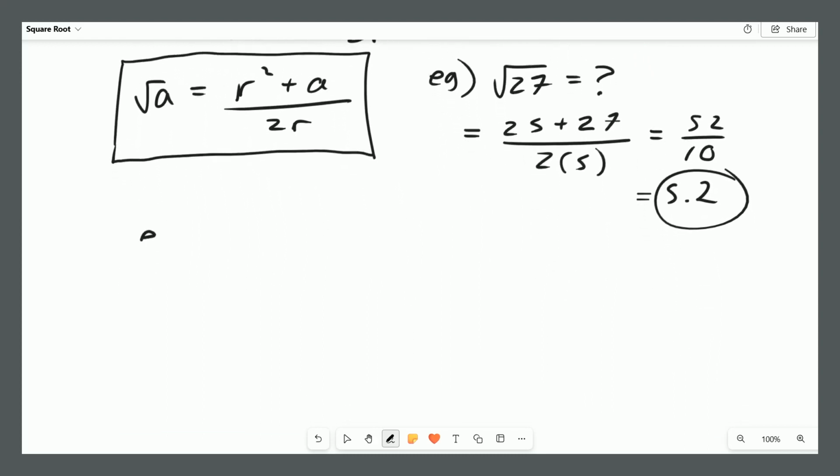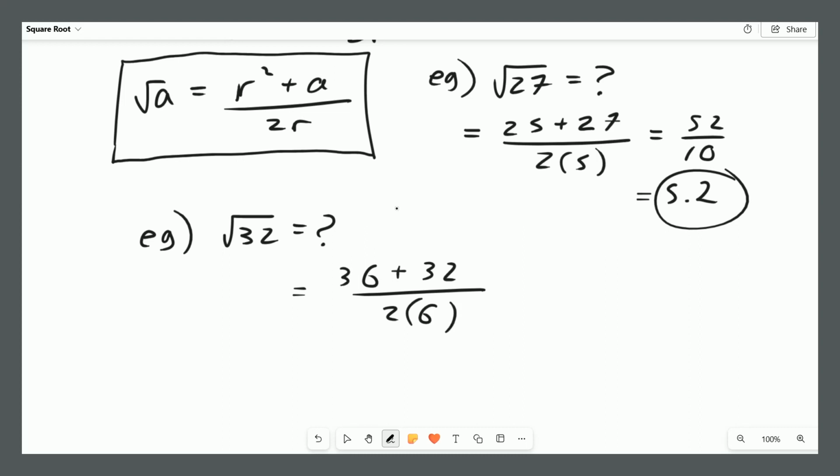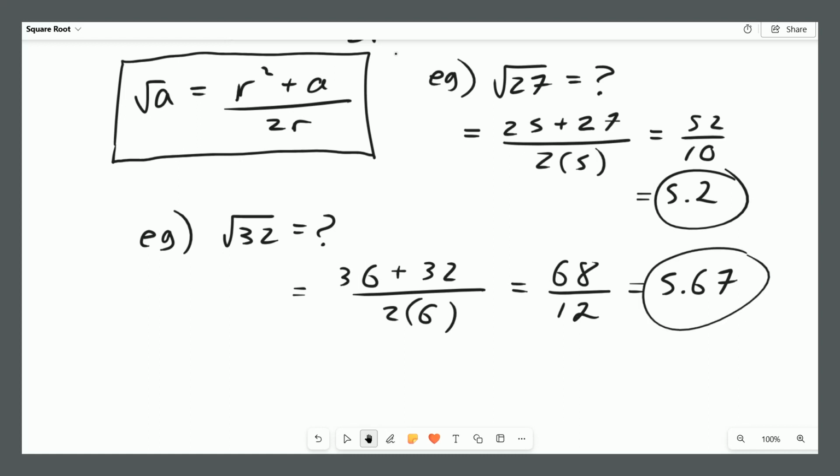Okay, now what if we want the square root of 32? Well, that would be 36 plus 32 divided by 2 times 6. So 36 plus 32 is 68 divided by 12. That gives us 5.67, which is exactly what we got in our approximation.